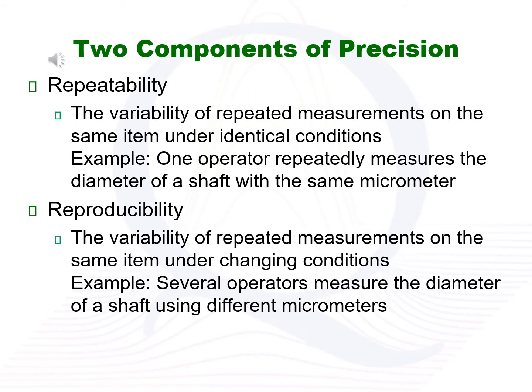There are 2 components of precision. Repeatability is the variability of the measurements on the same item under identical conditions. For example, one operator repeatedly measures the diameter of a shaft with the same caliper. Another might be a blood analysis repeated in the same lab with the same technician with the same instrument. Reproducibility is the variability of several different operators measuring the same item.